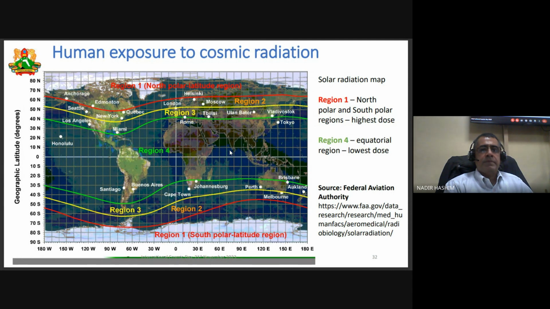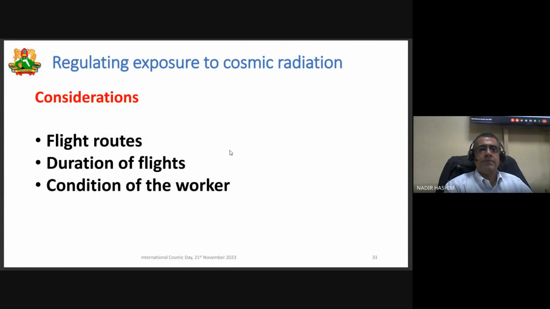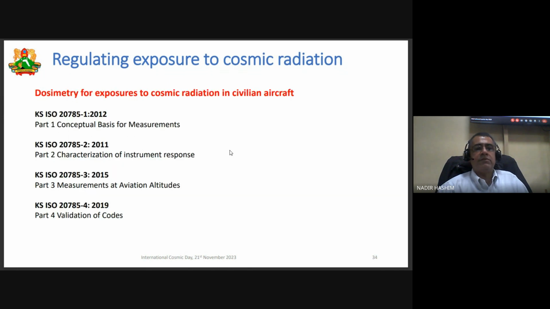If you're a business traveler, you're not considered a radiation worker and your dose will be minimal. There are online tools as well as offline tools to monitor your dose. The considerations are flight routes, that means, are you flying in the northern or southern hemisphere? Are you within the equator? What is the duration of your flight? And also the condition of the worker. So this is cosmic radiation, and it also needs to be regulated.